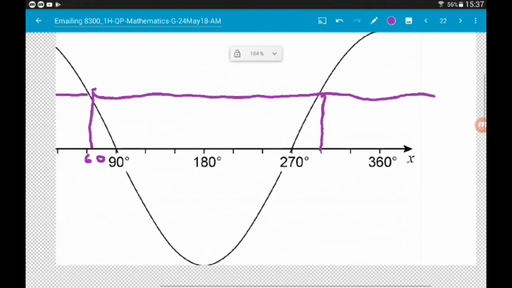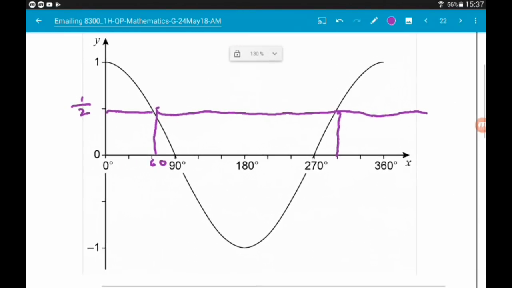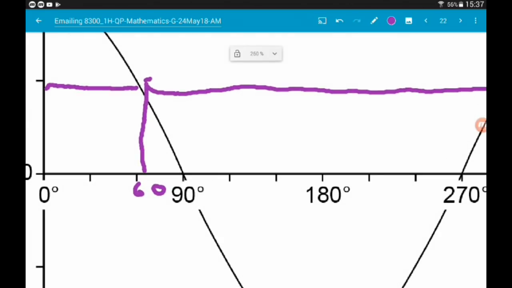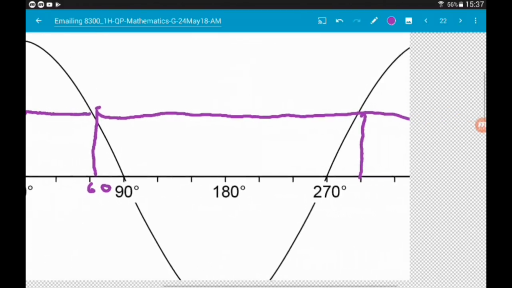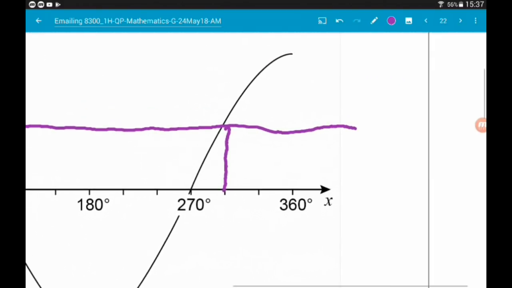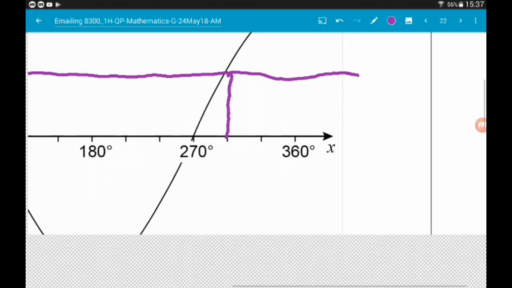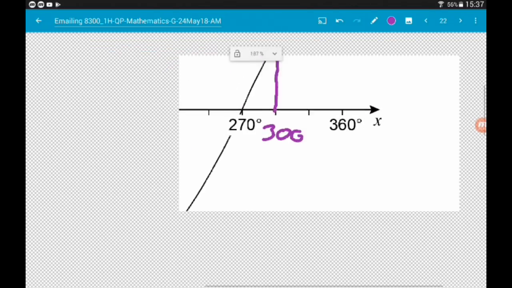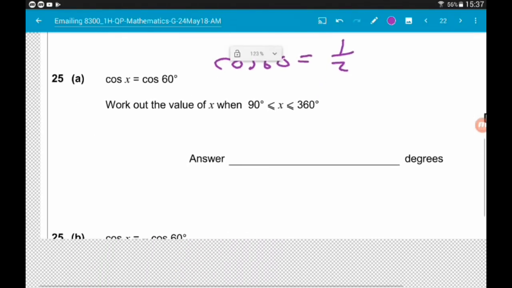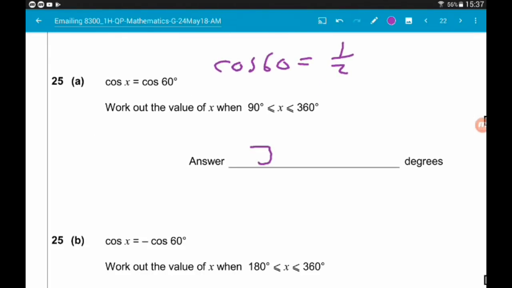Now, the cos graph is symmetrical, so this first solution is 60 degrees in from 0, so this solution over here is going to be 60 degrees backwards from 360. So our x value here is 300. And that is the answer, 300 degrees.